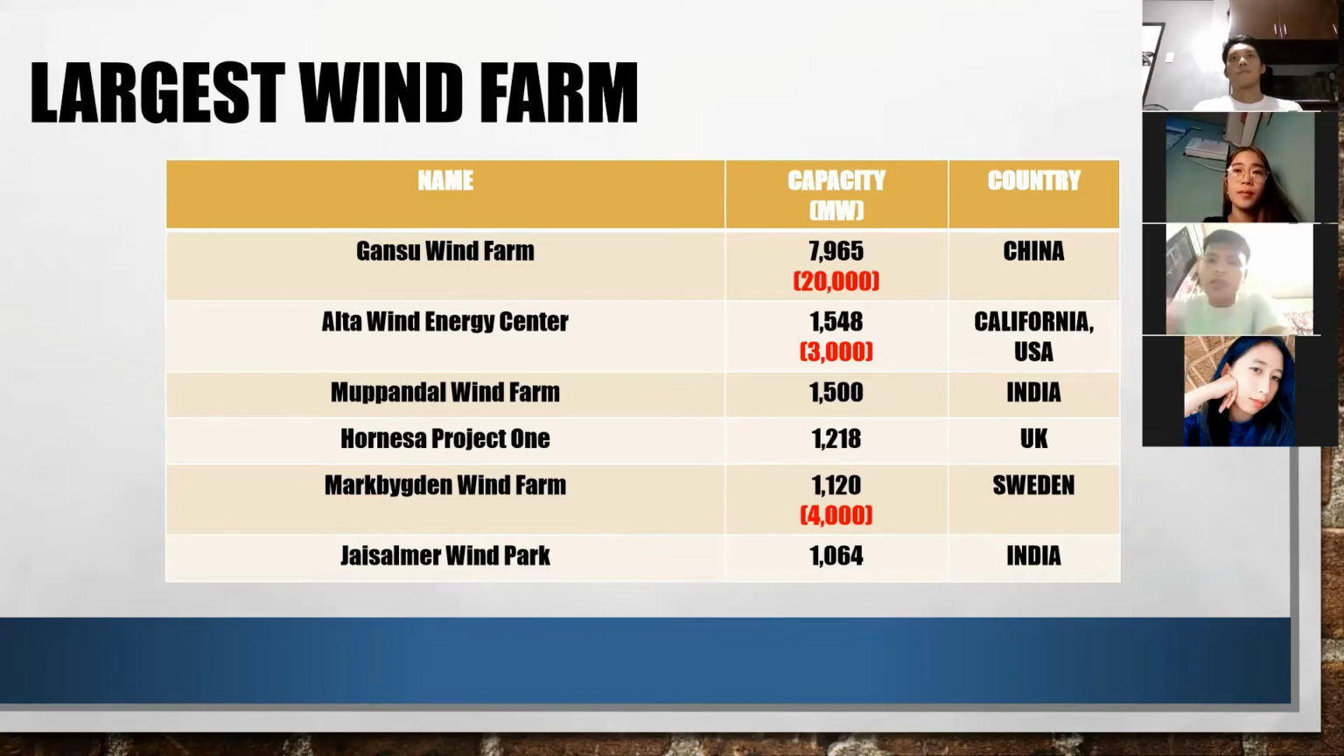Gansu Wind Farm, capacity 7,965, country China. Alta Wind Energy Center, capacity 1,540, country California, USA. Muppandal Wind Farm, capacity 1,500, country India. Hornsea Project 1, capacity 1,218, country UK. Markbygden Wind Farm, capacity 1,120, country Sweden. Jaisalmer Wind Park, capacity 1,064, country India.